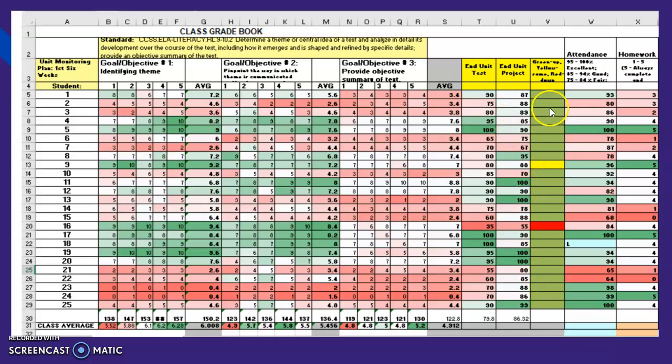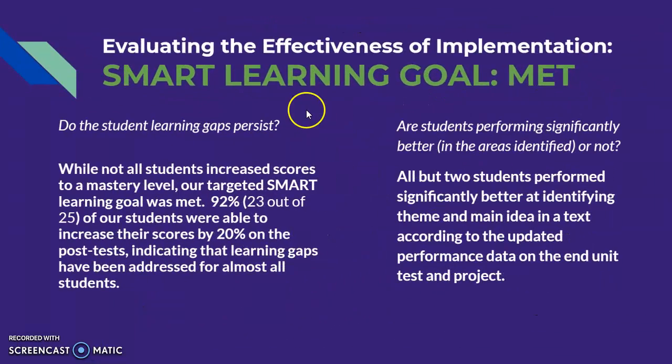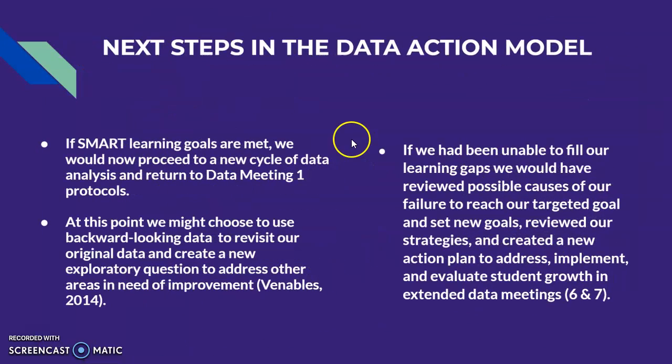Based on this data here, you can see that there was a marked improvement. Is this always going to be the case? No. In this case, when we were working through this, we met our SMART learning goal, but that's not always going to be the case. Sometimes you will address all of the learning gaps. Other times you might need to look at it again and find a way for the students to perform better. So in this case, the students performed significantly better, but in the case that they didn't, there would be other steps that we would take. So there would be next steps in the data action model.